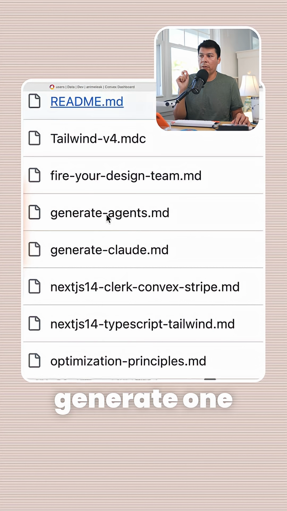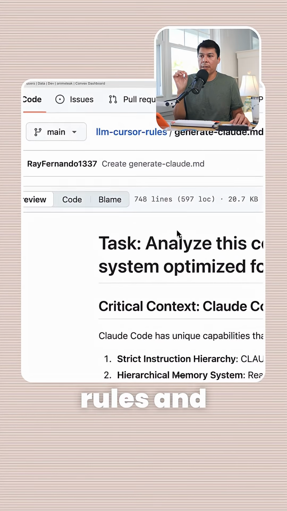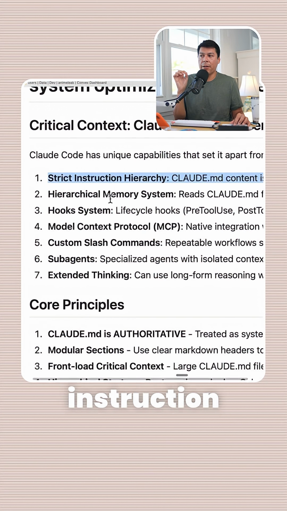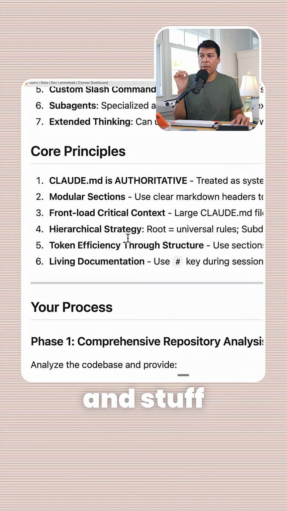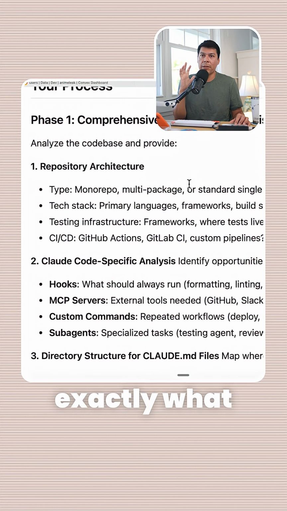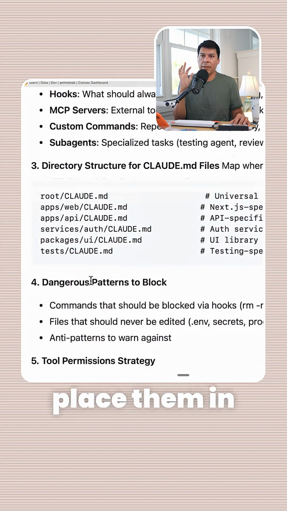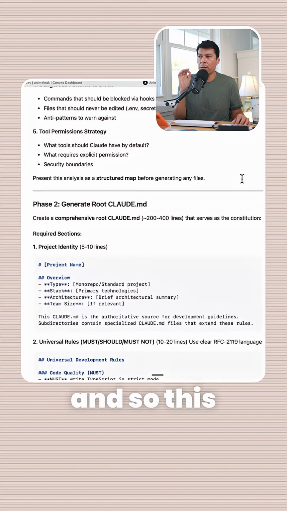If you want to generate one for Claude, Claude has a different structure and a different way that it does rules than the agents files. They are really strict about instruction hierarchy. They also have different principles for modular sections, and then front loading context. So here's their structure, and this is exactly what tells the agent what it needs to do for Claude-specific rules and how to place them in different directory structures, depending on what you're doing for your app. And so this will work for anything.